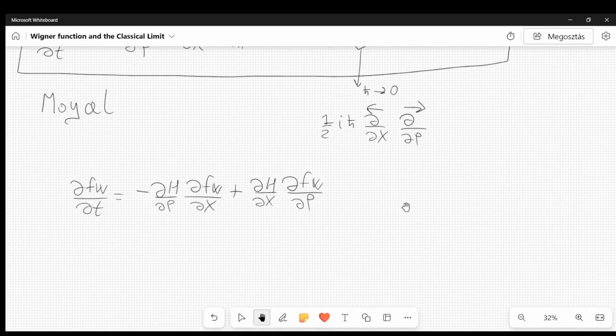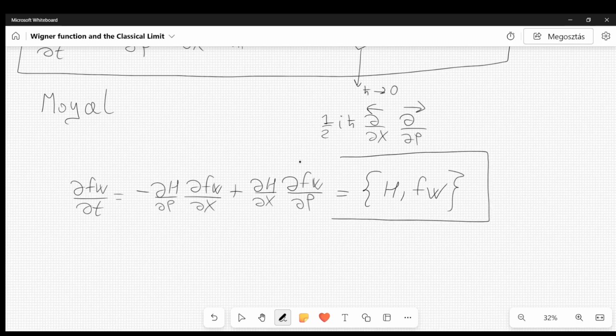But now at this point, what is this? In classical mechanics, this is known as a Poisson bracket between the Hamiltonian and Fw. So in particular, this is just a dynamical equation that we have in classical mechanics. In classical mechanics, the dynamics of a certain variable that depends on position and momentum can be written as a Poisson bracket between the Hamiltonian and the function itself. We see that we recover basically the laws of classical mechanics.